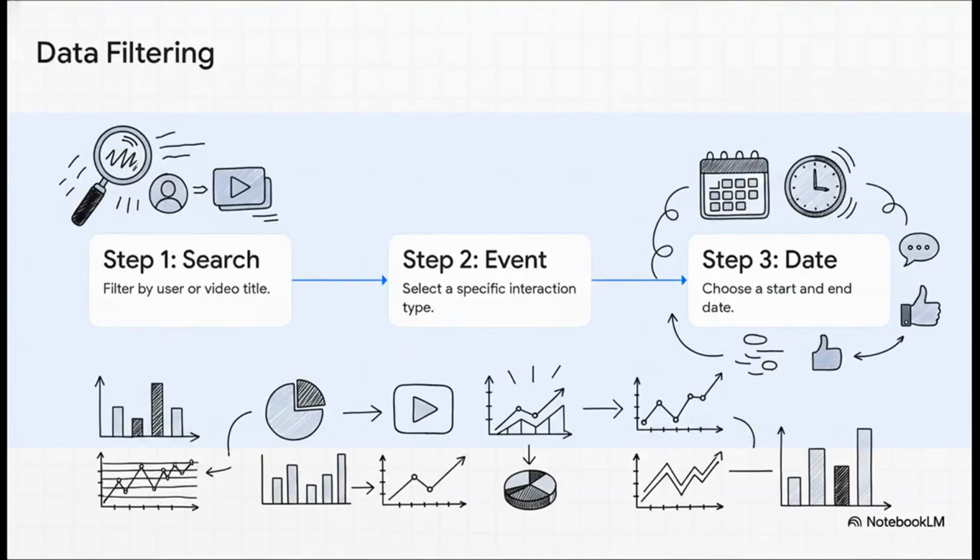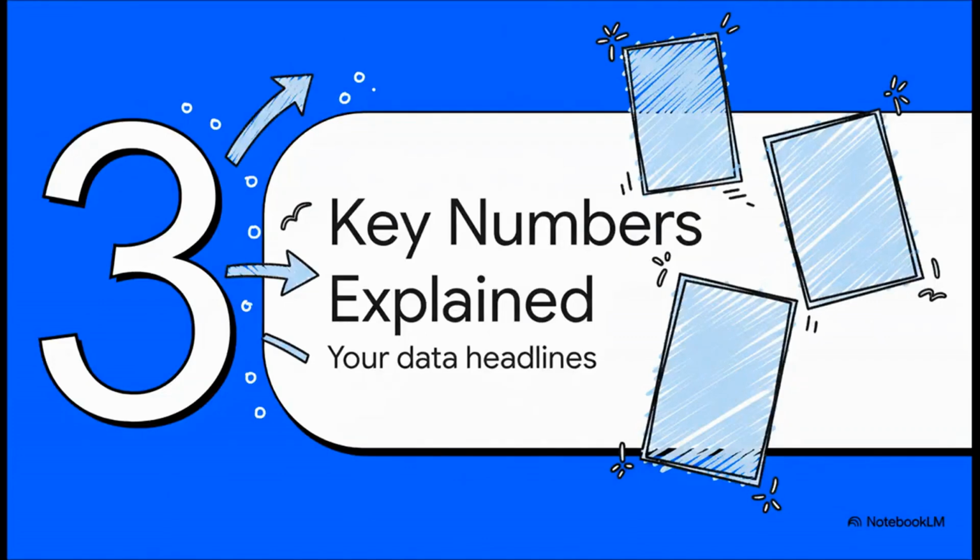And it's a really simple three-step process. You can search for a specific person or a piece of content. You can narrow it down to one type of interaction, like just video plays. And of course, you can set your date range. The magic here is that every time you change one of these, the entire dashboard updates instantly to show you the answer.